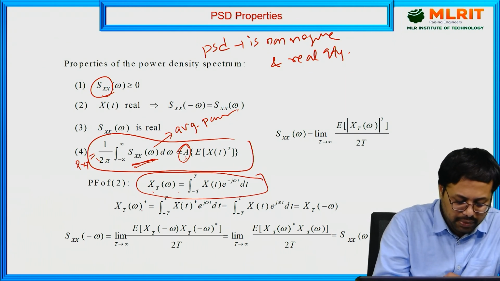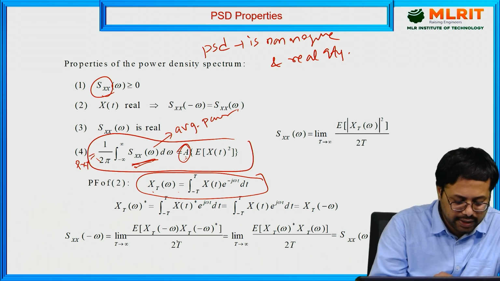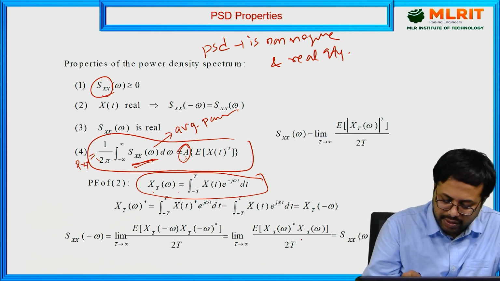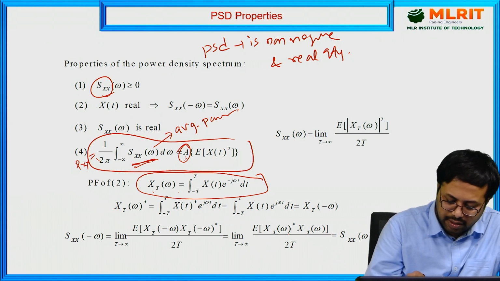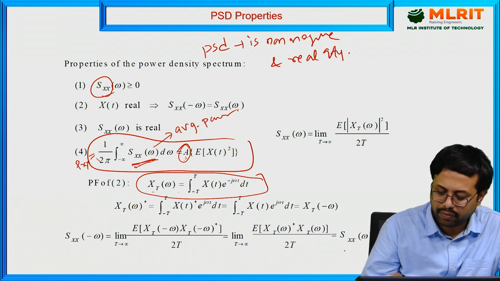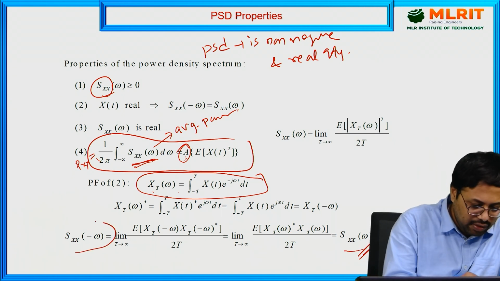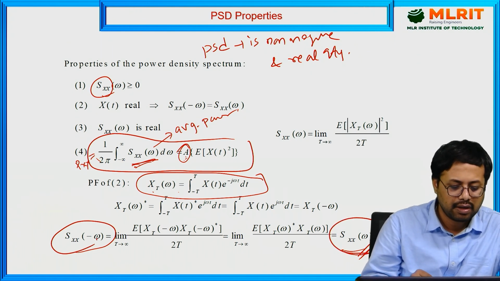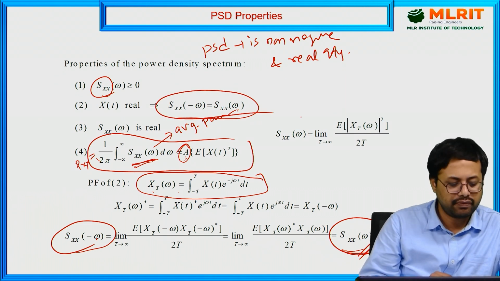Now apply the conjugate of that. Apply the conjugate on both sides. Then what are you going to get? X_T of minus omega and X_T of minus omega conjugate. Then you can substitute: X_T of omega conjugate into X_T of omega is S_XX of omega. Means S_XX of minus omega is equal to S_XX of omega. This is the proof of this one, we have solved this one.